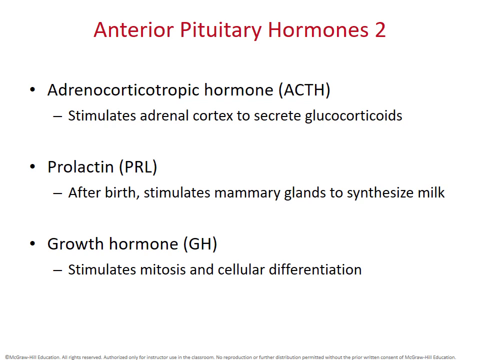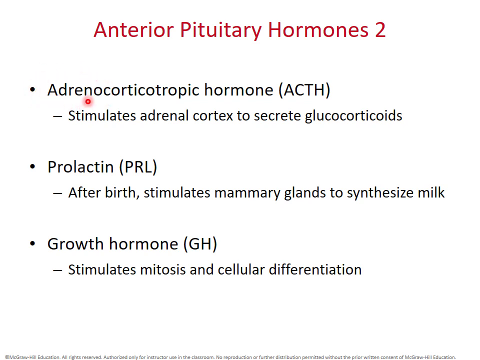A fourth hormone of the anterior pituitary is called adrenocorticotropic hormone, which is a mouthful, but again is trying to tell us something. It's a tropic hormone, so it's going to affect another gland. What other gland is it going to affect? Well, it's going to affect the adrenal gland.